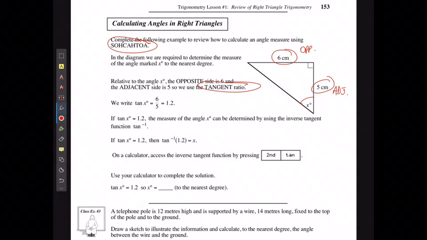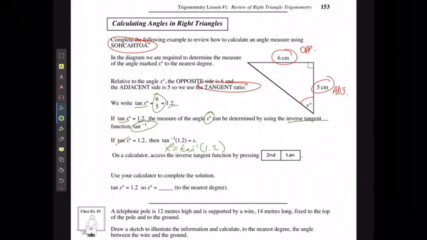So what I would do is, like it says, I would start by stating that tan of x is going to equal opposite over adjacent, or 6 over 5, which could be 1.2. If tan of x is equal to 1.2, then the measure of angle x can be found by using the inverse tangent, or the tan to the -1 button on your calculator. In order to isolate angle x, I'm going to put tan to the -1 of both sides, and state that x is equal to tan to the -1 of 1.2, because tan to the -1 and tan are going to cancel each other out.